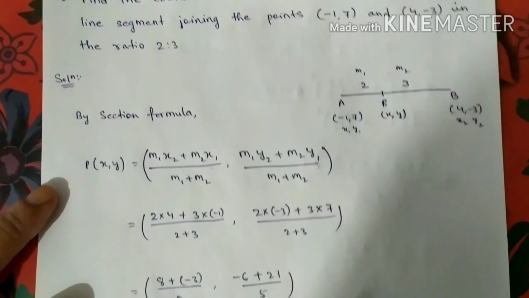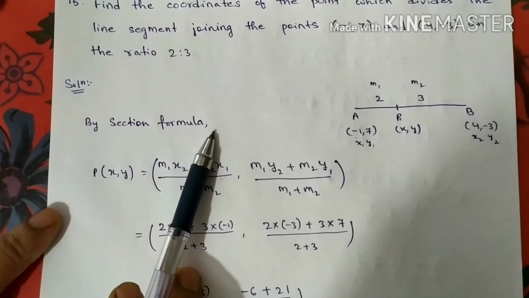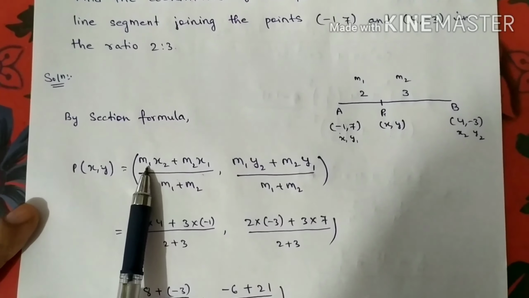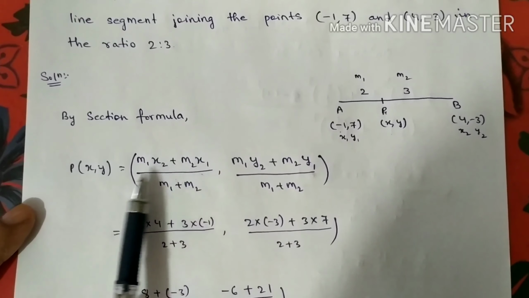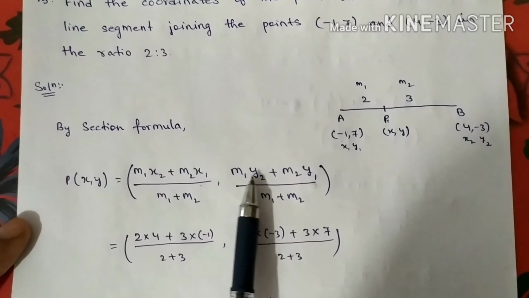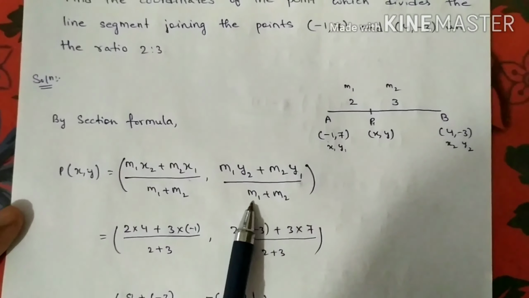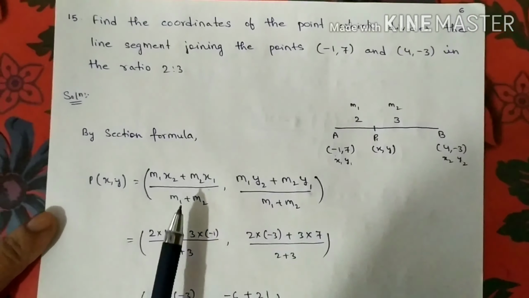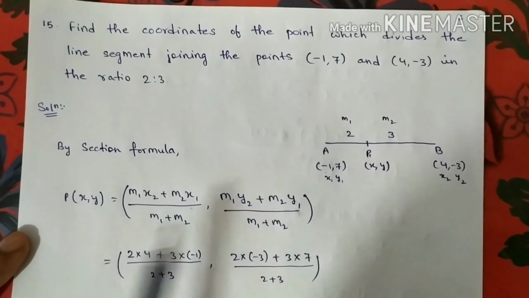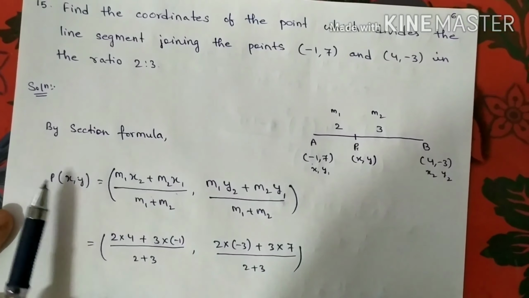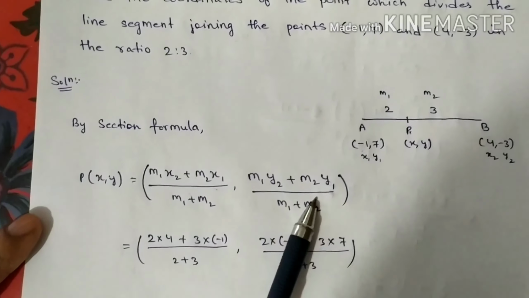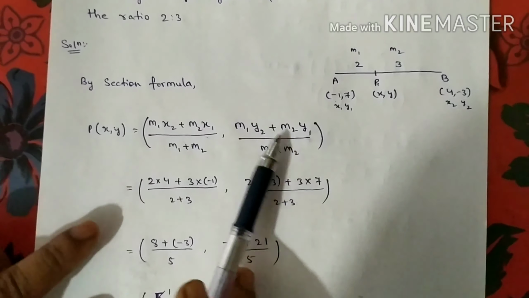Now we will use the section formula, and we know that the section formula is (m1 into x2 plus m2 into x1) by (m1 plus m2), comma (m1 y2 plus m2 y1) by (m1 plus m2). This is for x and this is for y. The coordinates of point P we are going to find will be x and y, where x stands for this and y stands for this. Now we will substitute the values.